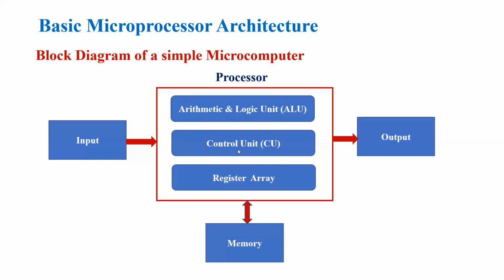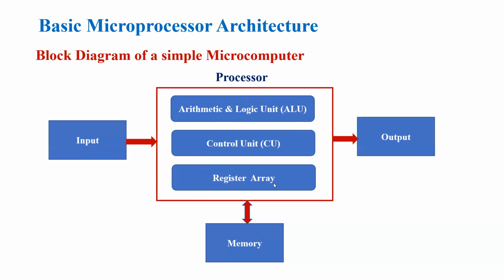The second one is the control unit. Originally, this acts as the heart of the processor, because this is the unit which can generate the required control signals which are necessary for proper operation of the processor. Not only that, this is the part which can also generate control signals for input output devices along with memory elements.